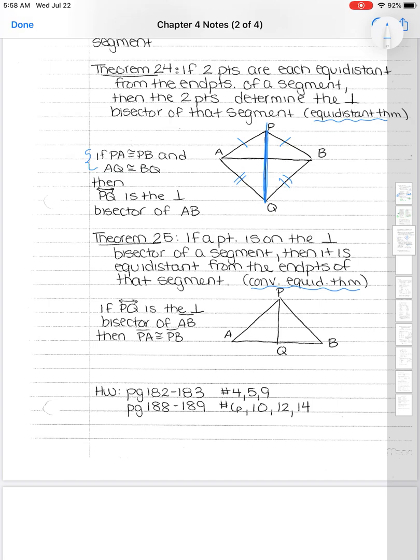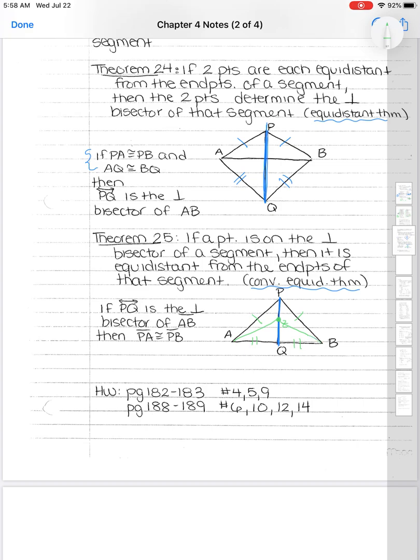And then we have the converse to the equidistant theorem, which basically means we're just flipping it. So instead of giving two sets of congruent expressions, we now know that something is a perpendicular bisector. So it says if a point is on the perpendicular bisector of a segment, then we know that it is equidistant from the endpoints of that segment. So if we're saying PQ is the perpendicular bisector, then any point that falls on PQ, and in this case it's P or Q, is then the same distance away.